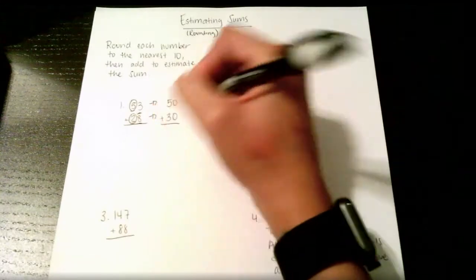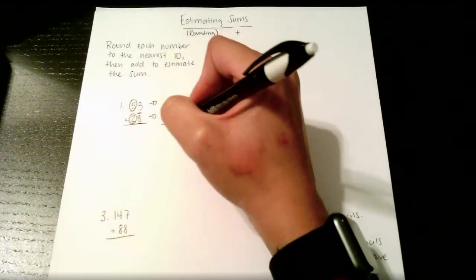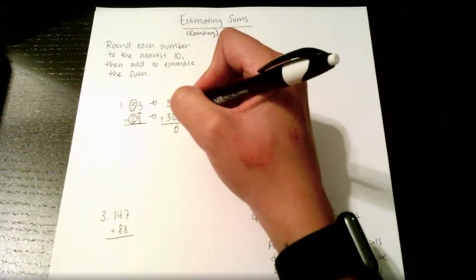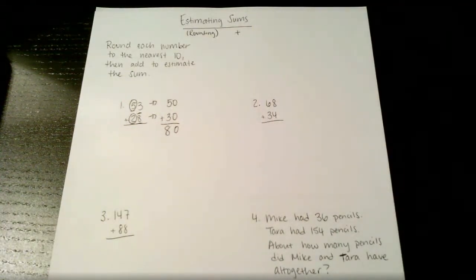Then I'm just going to add those two together. So 0 plus 0 is 0, and 5 plus 3 is 5, 6, 7, 8. So we have 80. Alright?